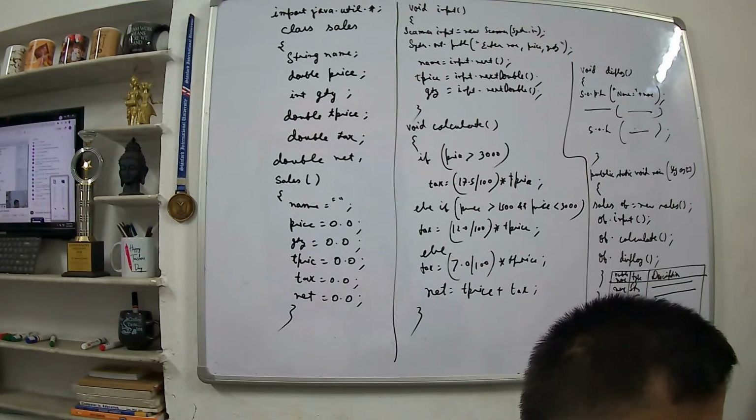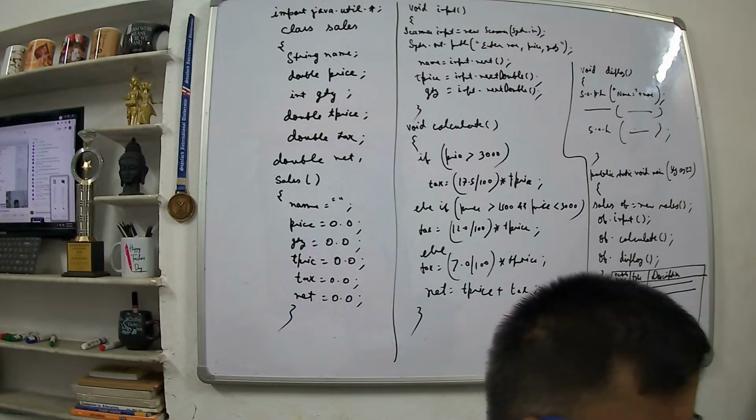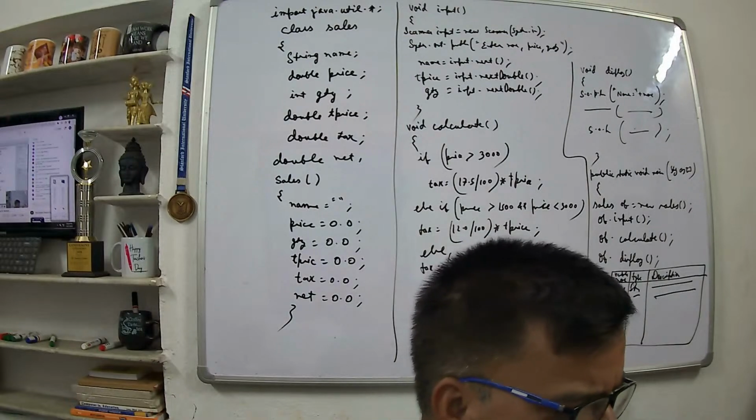We will put double. We cannot give. You can give if you want. You can give space. No problem.